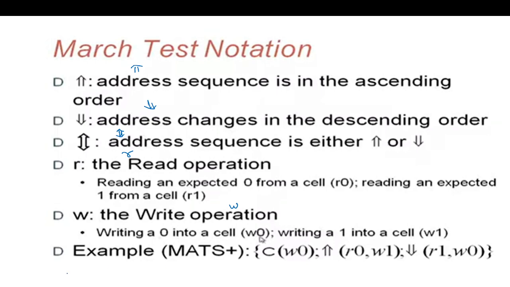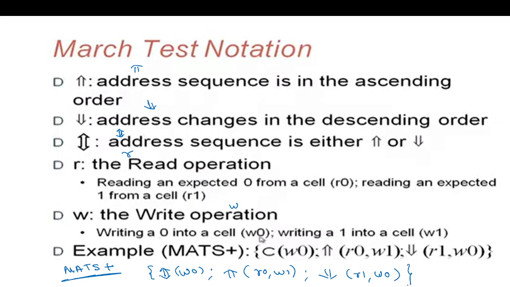Now if we consider this MATS plus algorithm, which is a March algorithm, in any sequence we have to write a 0, and in this order read 0 and write a 1, in this order read a 1 and write a 0. So it's like any sequence write a 0, then in the ascending order read 0, write 1, in the descending order read 1, write 0.